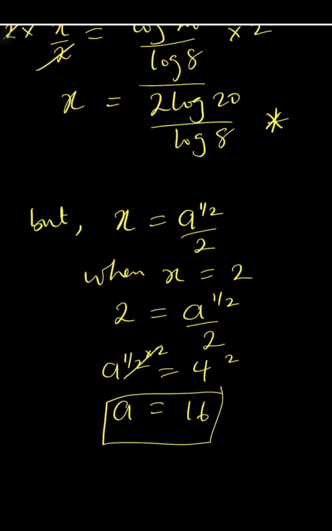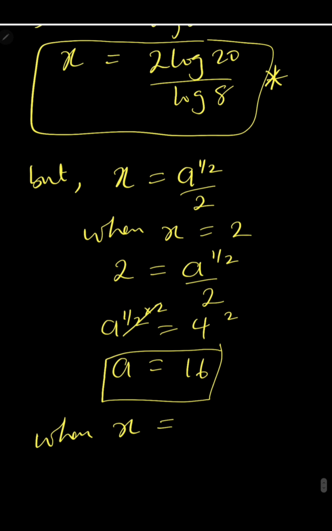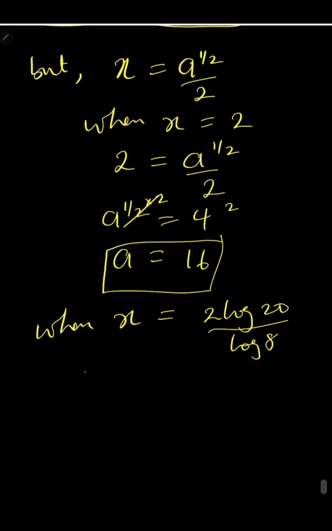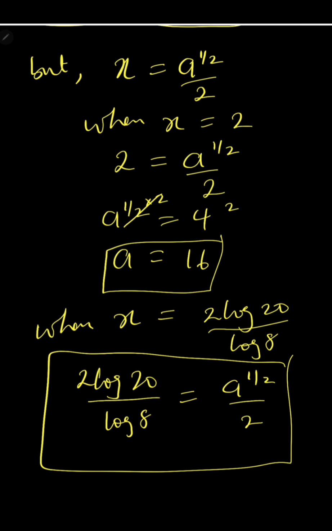So when x is equal to 2 log 20 over log 8, that becomes a long journey. We will have that 2 log 20 over log 8 is equal to a power half over 2. This cannot give us an integer solution, and we are only interested in the integer solution. So the only integer solution to this is when a is equal to 16.